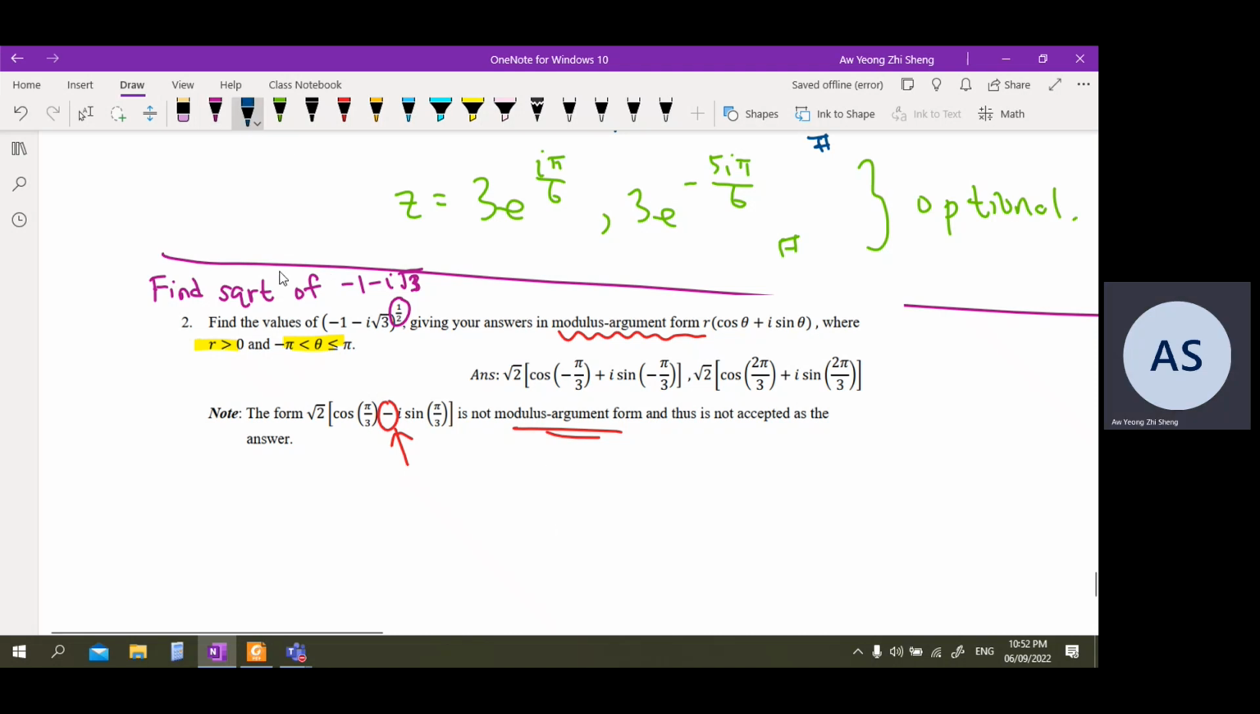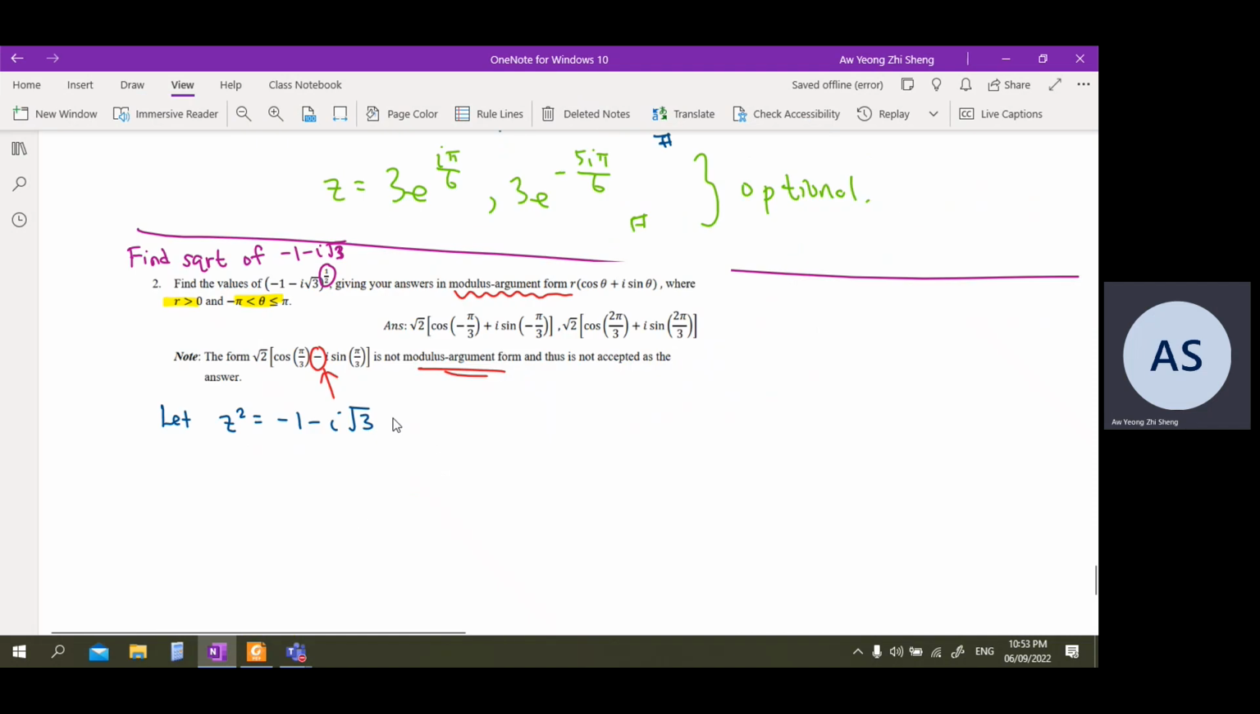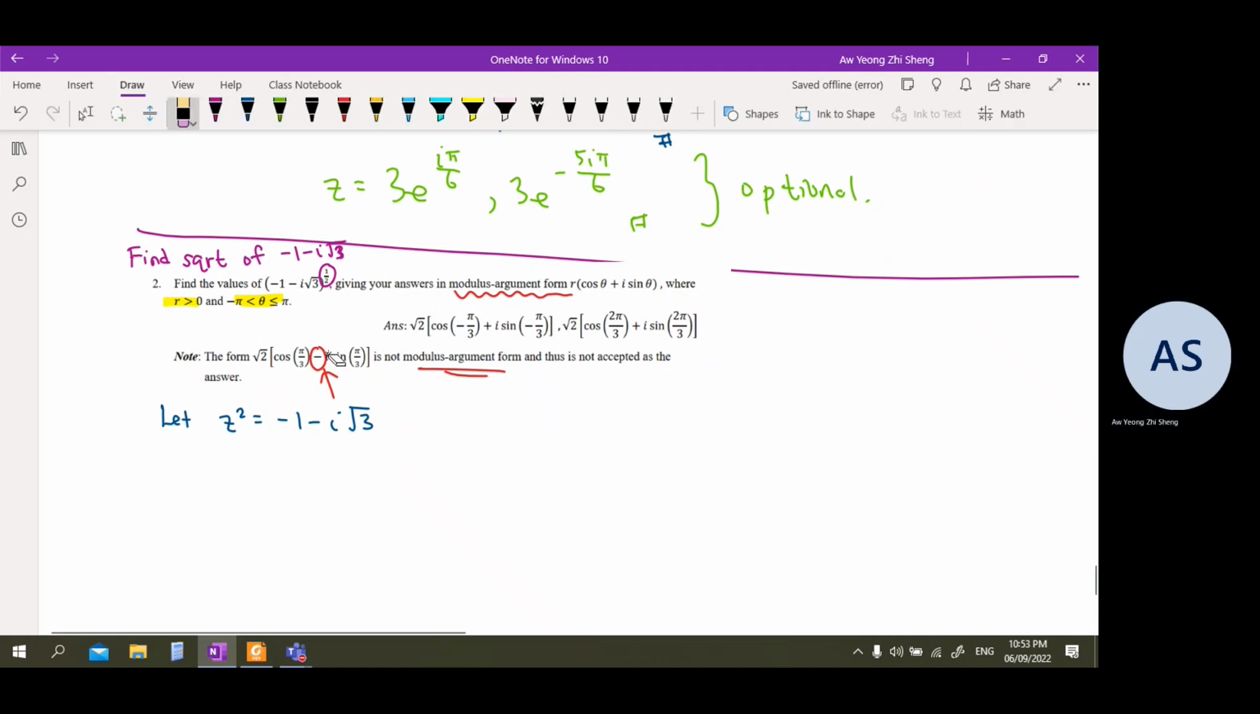Okay, so to find the square root of this, we will let z squared equal -1 minus i root 3. Since they want our answer in modulus argument form, it will be convenient to first convert the -1 minus i root 3 into modulus argument form. Then we'll do everything in modulus argument form so that at the end, there's no need to do any conversion. We do the conversion at the beginning.